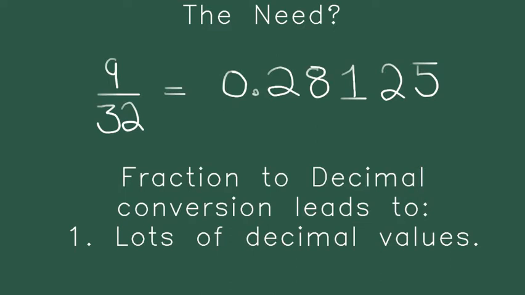Now, most probably, you may only need the first two decimal places, right? So you may say, I just need 0.28. So what do I do then? You're going to round off the number.